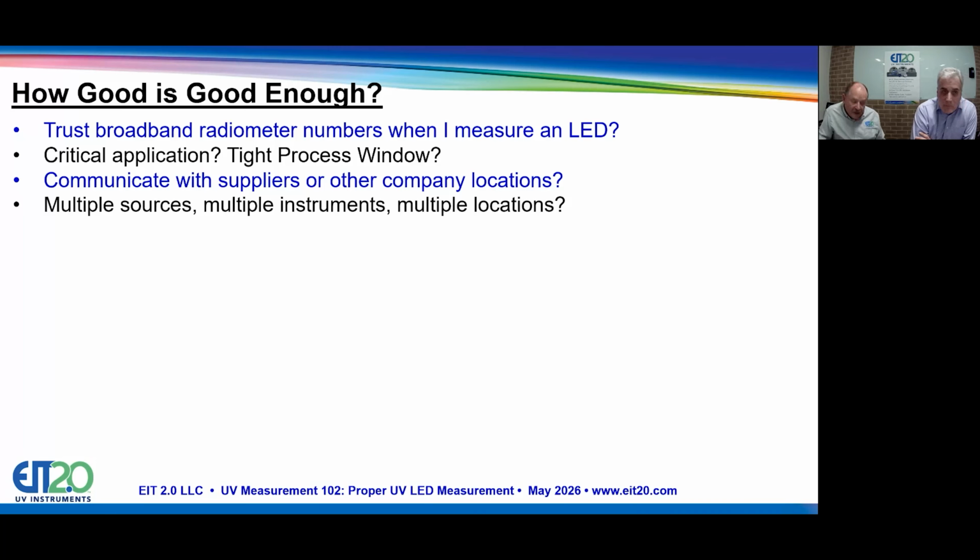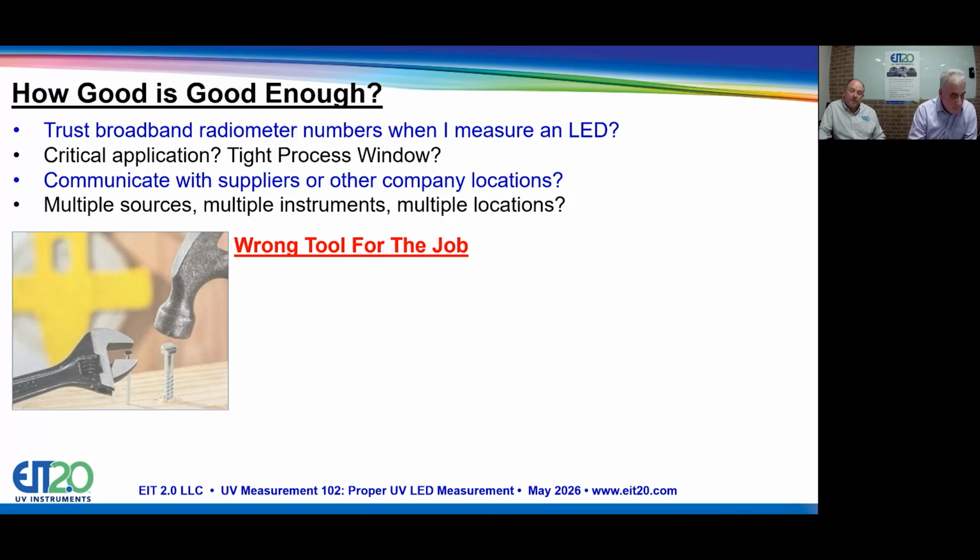We do have customers that work with multiple LED sources from different manufacturers. They're not all the same. One of the things that, as Darren mentioned, we've seen a trend toward lower power LEDs. We've also seen that everybody has the watts. People are not talking about the joules. How do you measure that? How do you determine that? What happens if you have multiple instruments or multiple locations? These are all important so that everybody is speaking the same language.